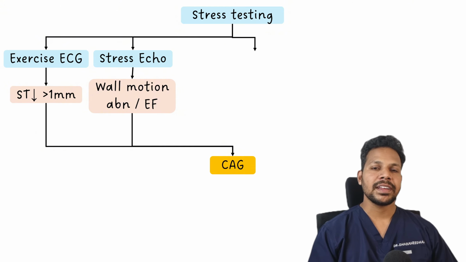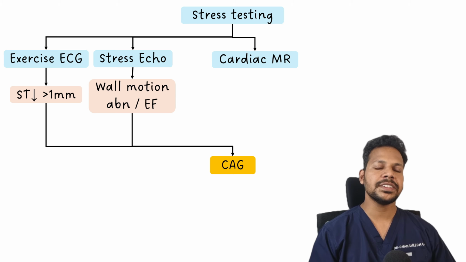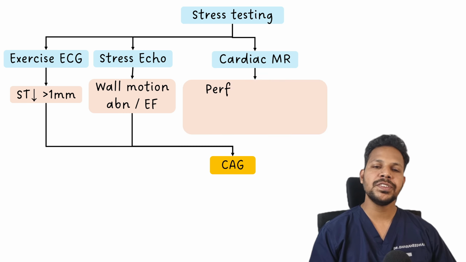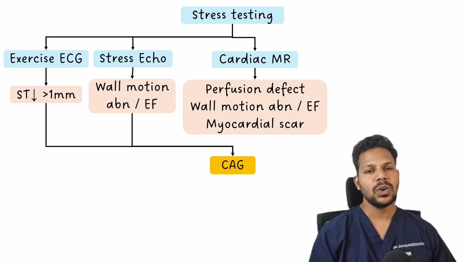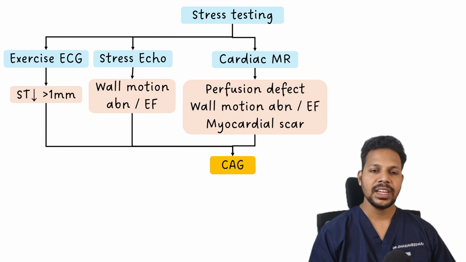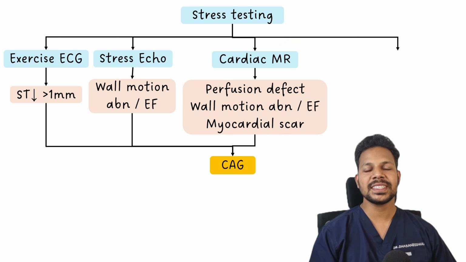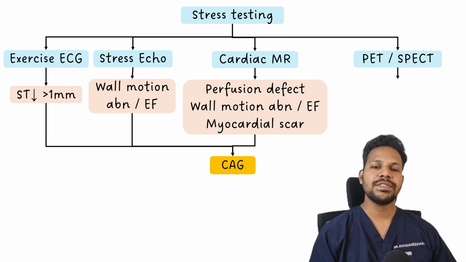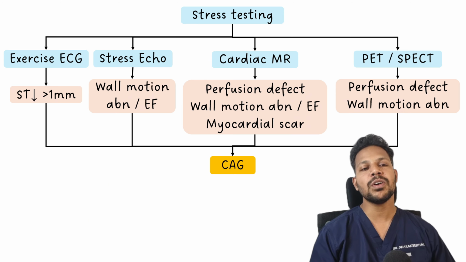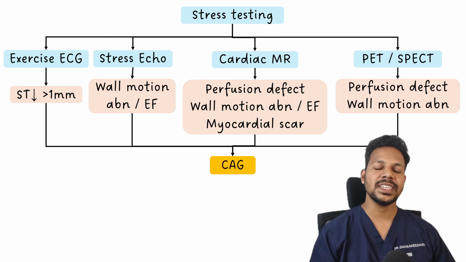Next is cardiac MRI. The cardiac MRI is also a kind of stress test where you will subject the patient to exercise or vasodilators. We will discuss them subsequently, where you will be able to identify any perfusion defect, abnormality of the wall motion, or any reduction in the ejection fraction. And MRI is very sensitive in identifying the myocardial scar. And lastly, we have some investigations related to nuclear medicine, which are PET scan and SPECT scan. They will also identify the perfusion defects and wall motion abnormalities. If any abnormality is found in any of these stress tests, the next investigation is coronary angiography to identify any coronary artery occlusion.